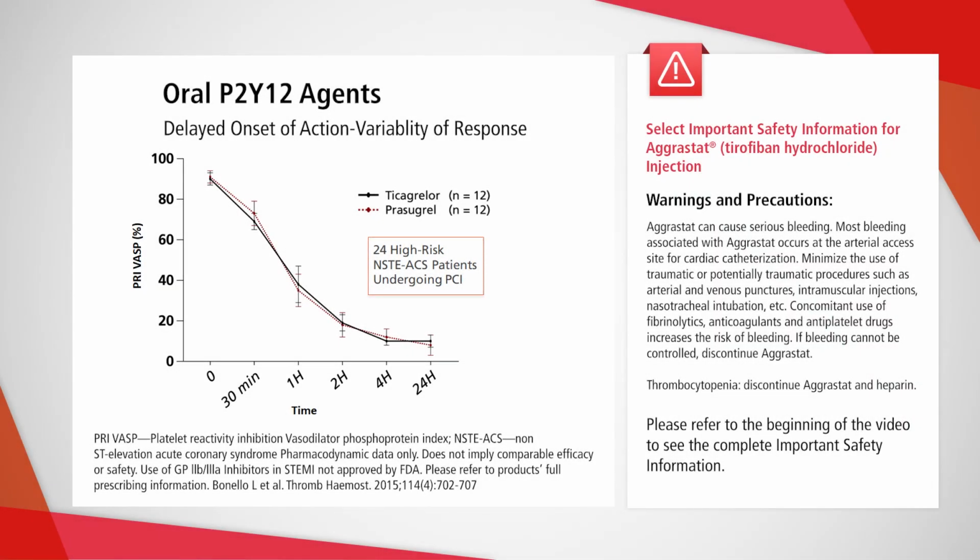Before describing next steps, I want to point out that the problem with oral P2Y12 inhibitors is that they take several hours to reach therapeutic levels of platelet inhibition, even for ticagrelor and prasugrel. This is pharmacological data from 24 high-risk ACS patients undergoing PCI.